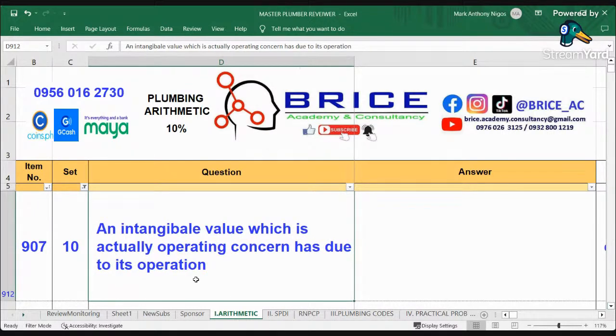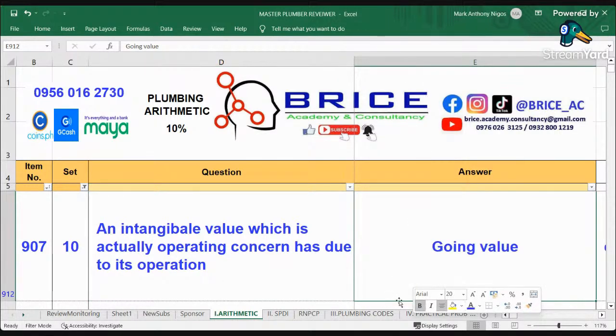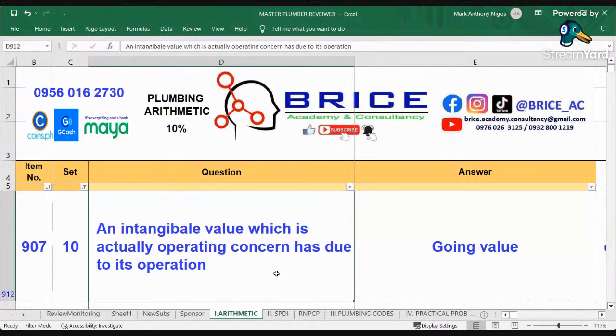907. An intangible value which an operating concern has due to its operation. The answer is going value. An intangible value which an operating concern has due to its operation. The answer is going value.